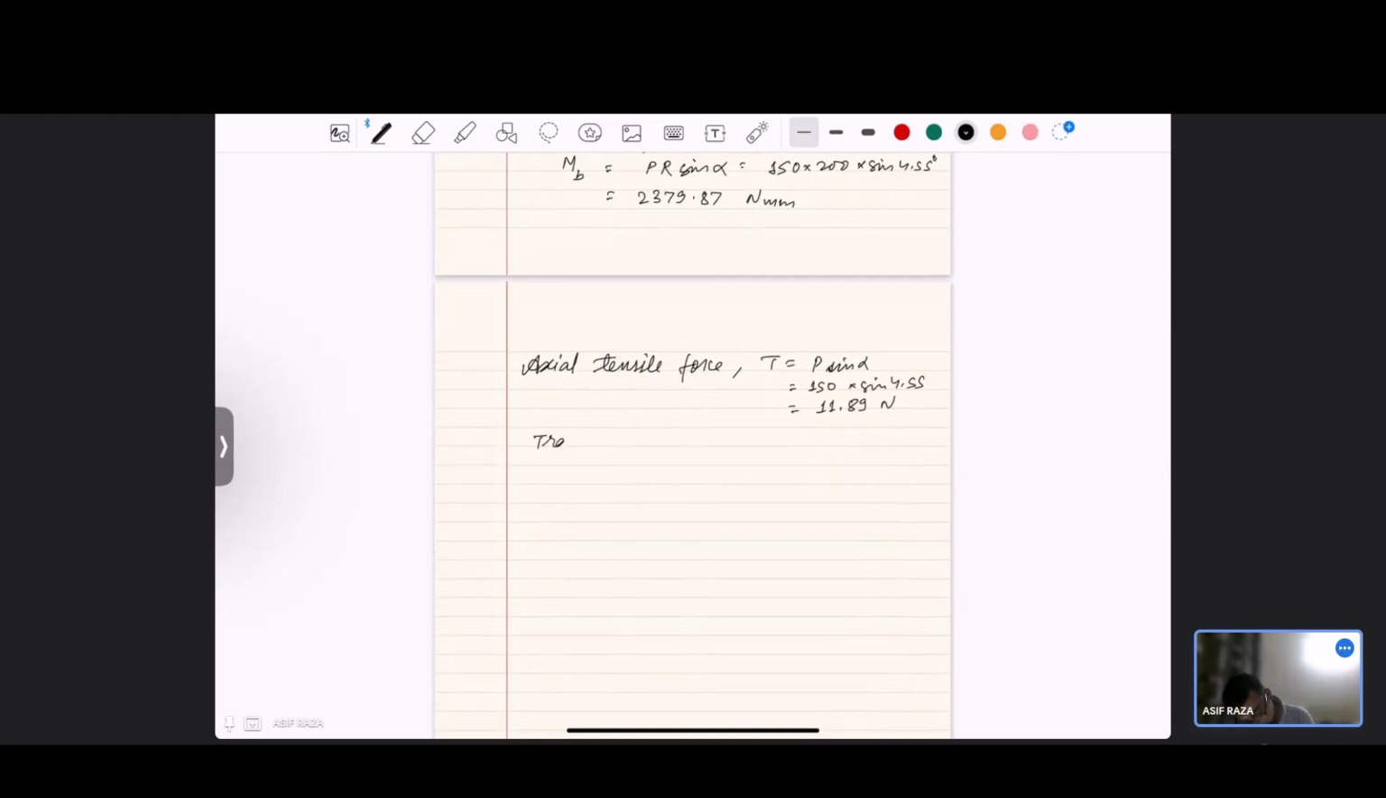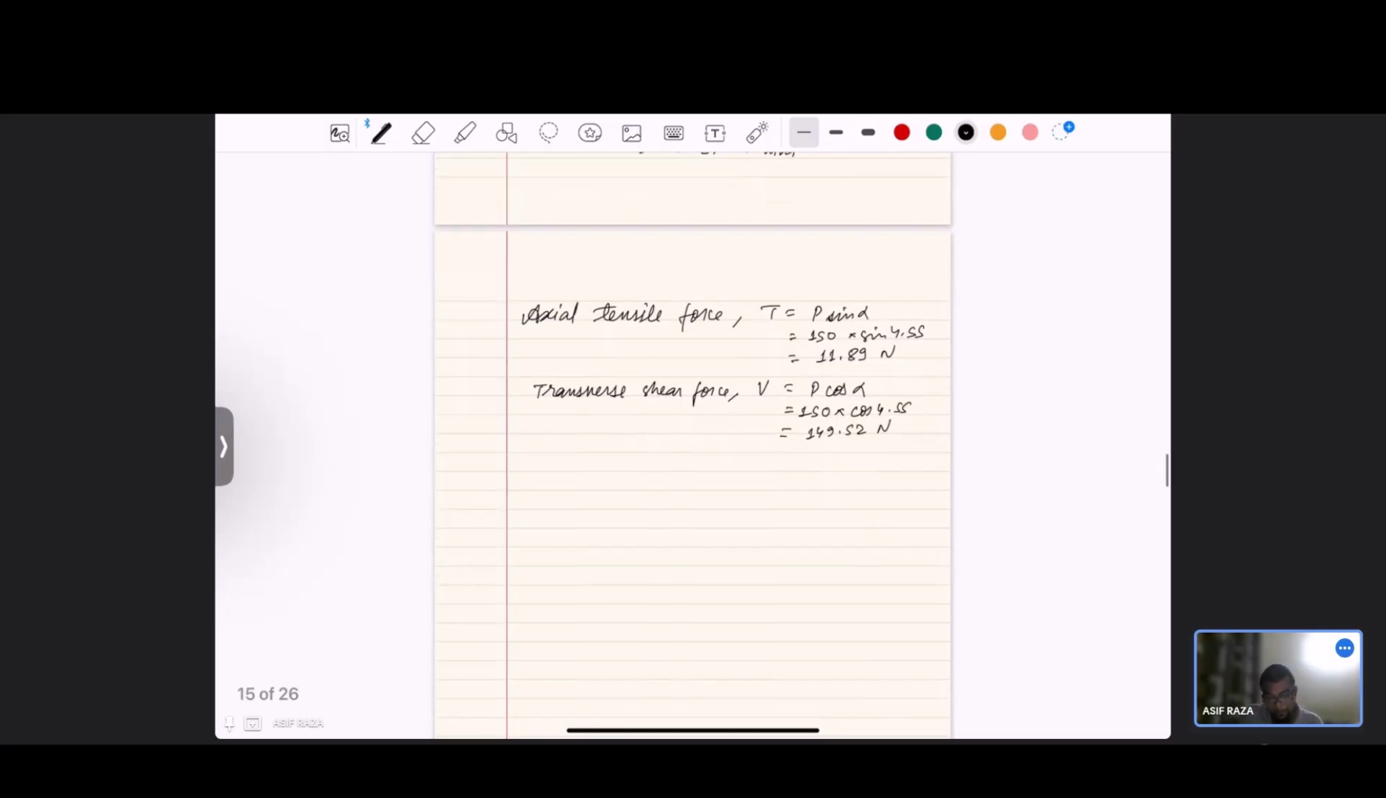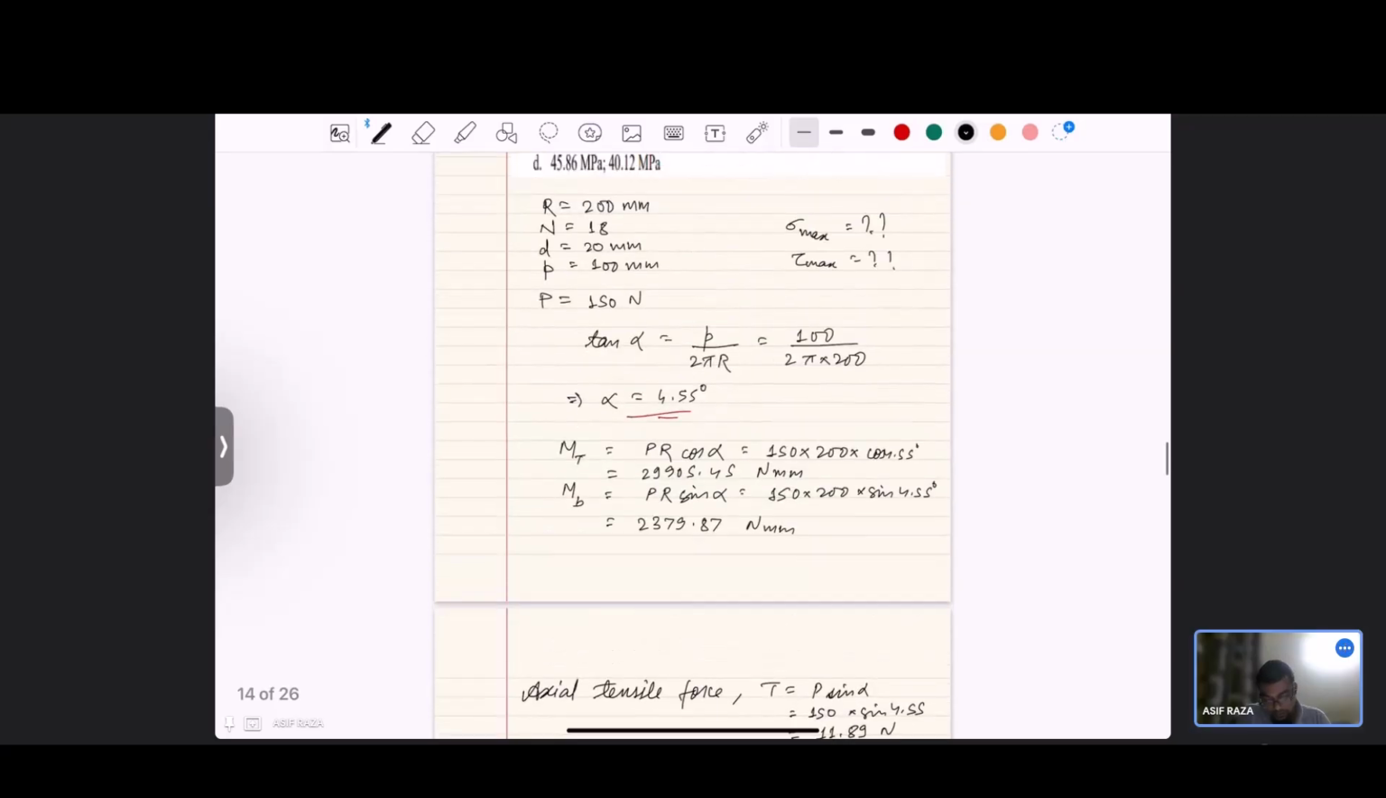Next, the transverse shear force V would be equal to P cos alpha, and this would be 150 into cos 4.55, which is 149.52 Newton. These are all.